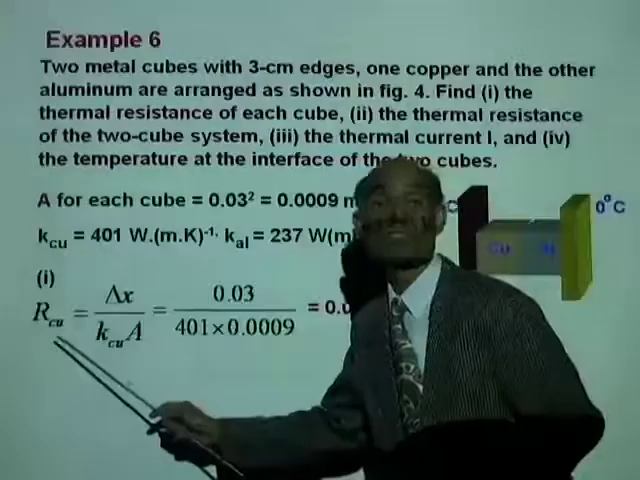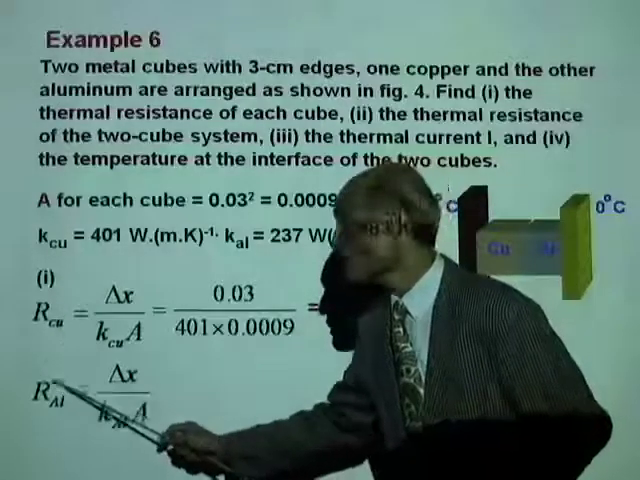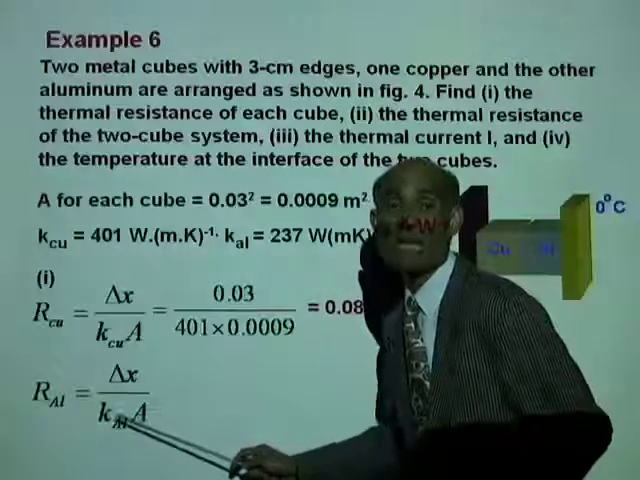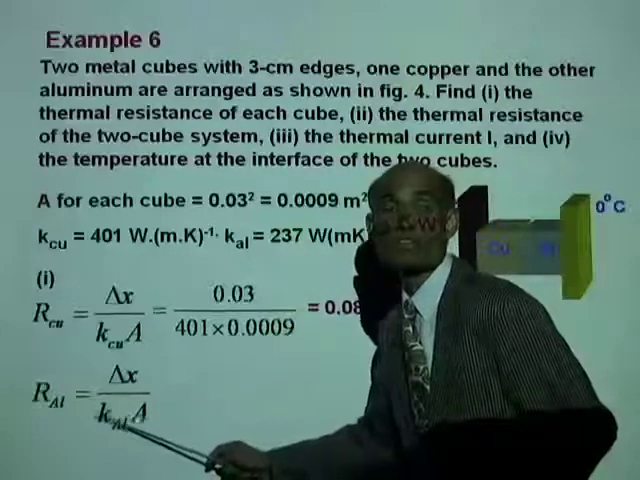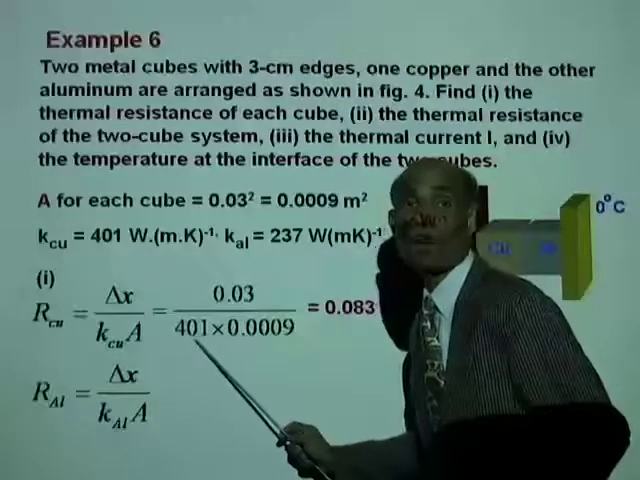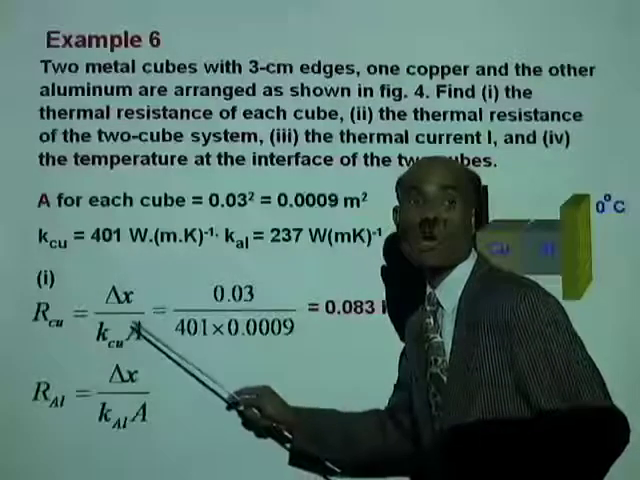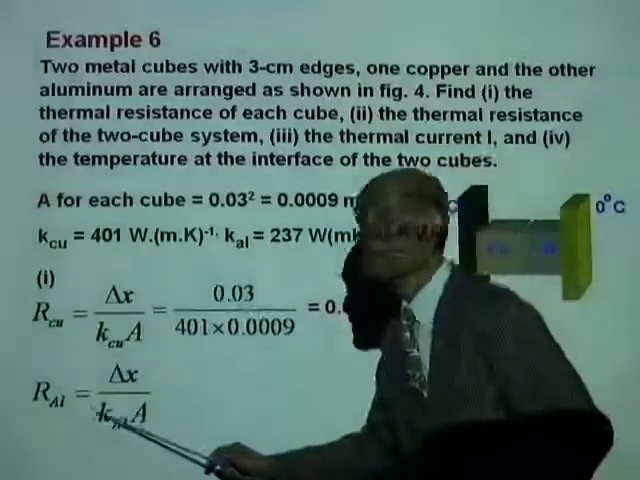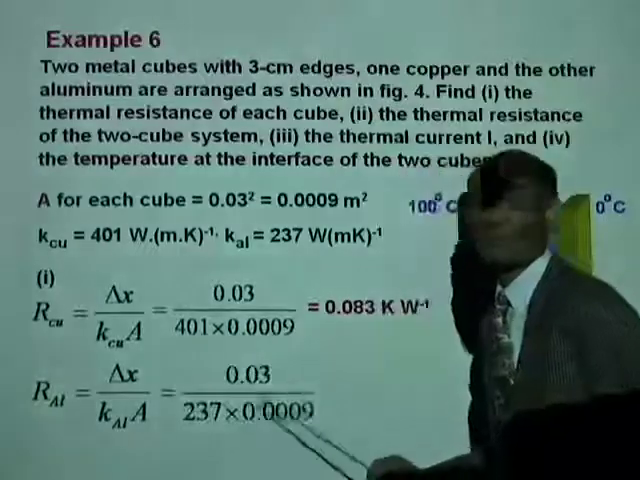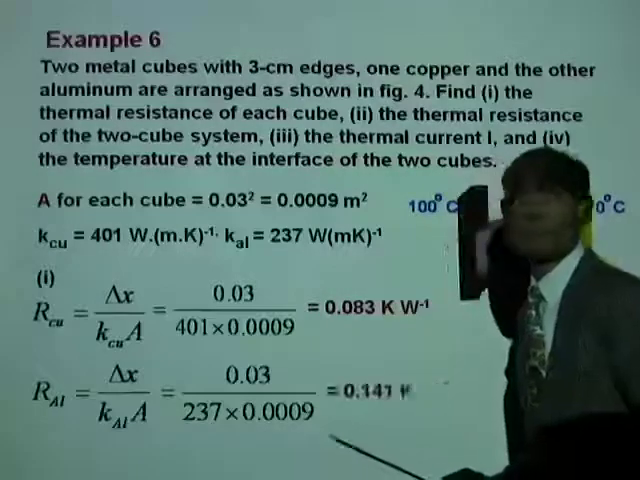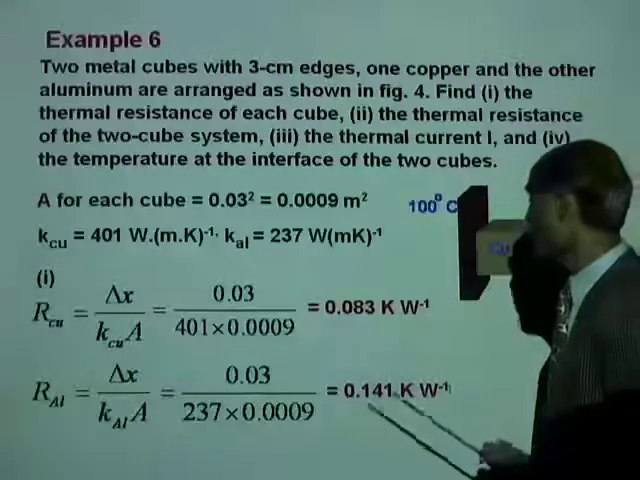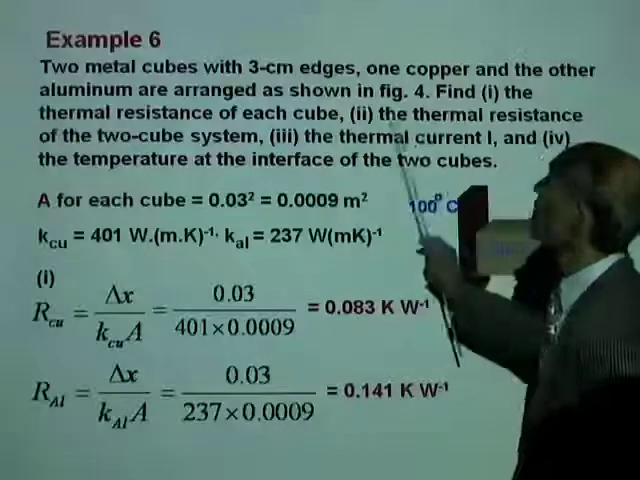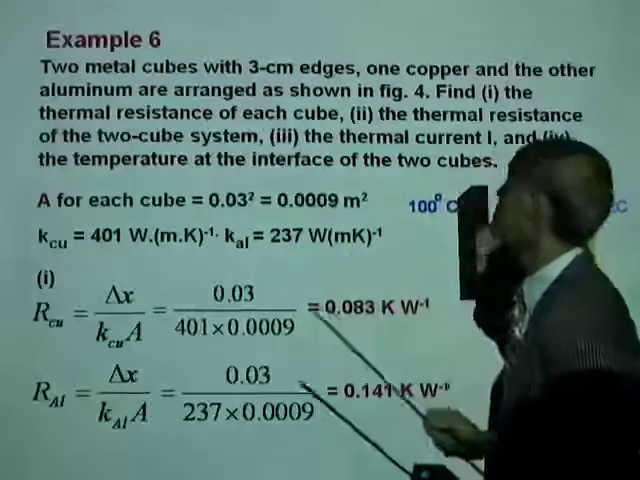Similarly, let's find the thermal resistance of aluminum. Our aluminum is delta x over K L times A. The only difference is, this time, instead of 401 for K copper, we will use 237 for K aluminum. And that will be this number, that is 0.141 Kelvin per watt. So we found the thermal resistance of each cube.